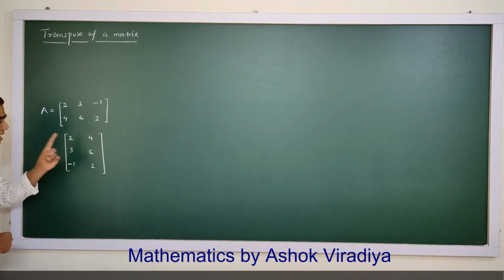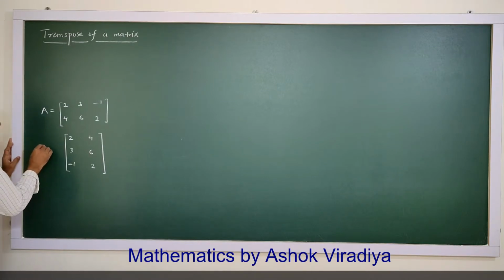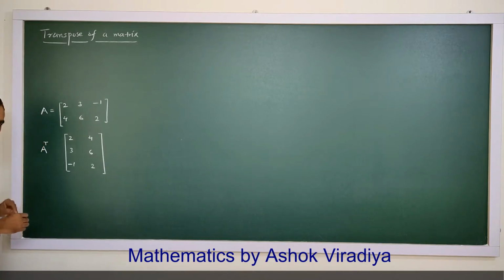So this new matrix is said to be the transpose of matrix A, and it is denoted as A transpose, capital T over A, or its other symbol is A dash. This is denoted as A transpose or A dash, transpose of matrix A.